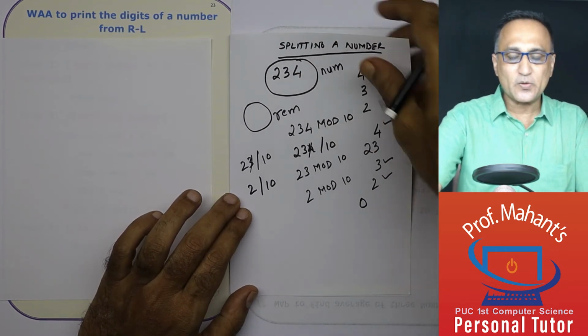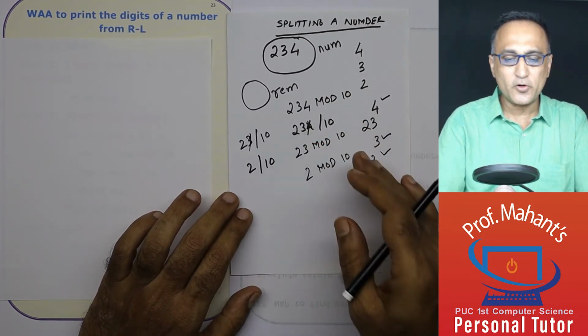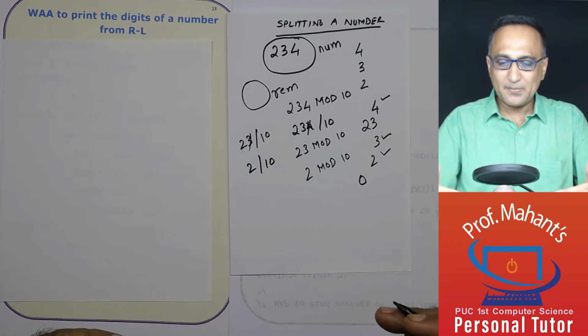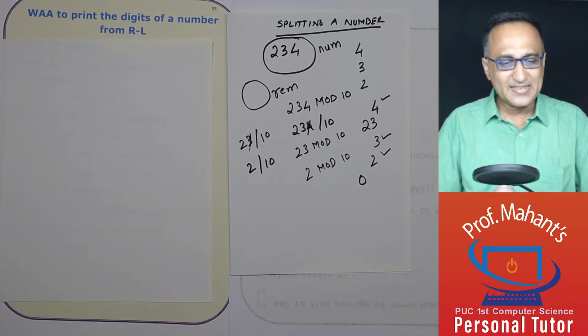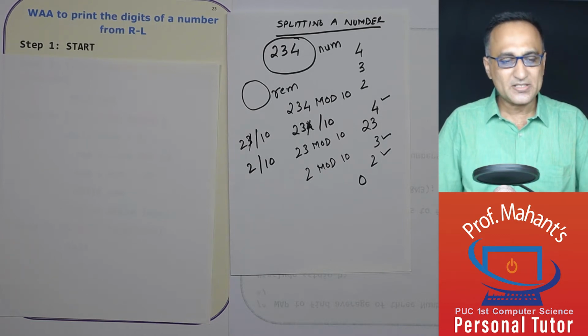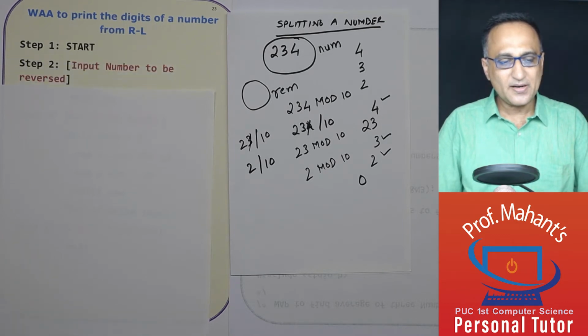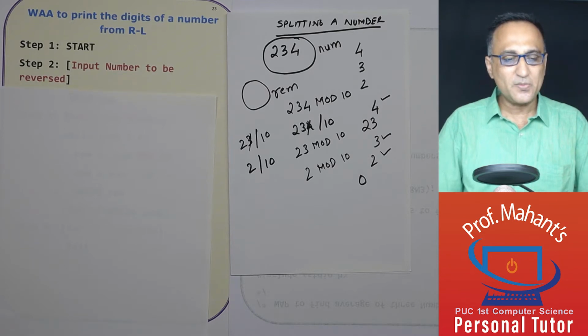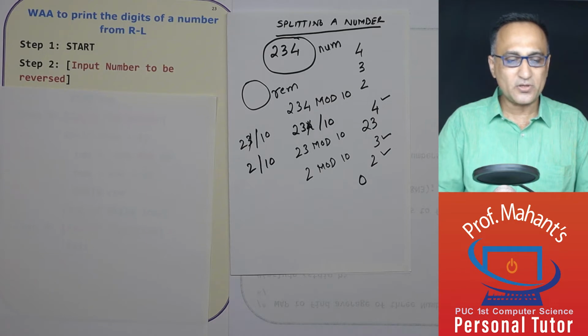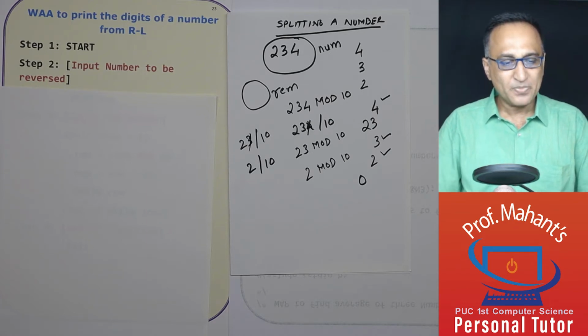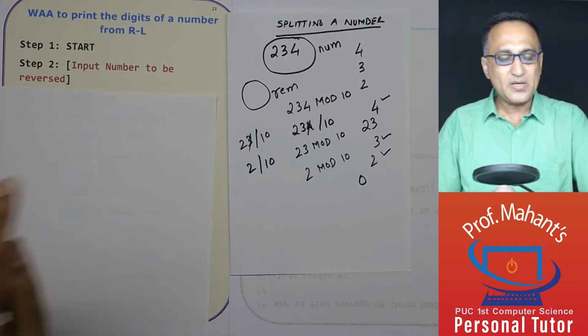So finally, when the number reaches 0, I should stop breaking down the number into its individual parts. Let us first try to run through the logic based on what I have told you here. Once we take a number and run through it, you'll find it really easy. So as a first step, as usual, start. I ask the user to enter a number to be printed in reverse.